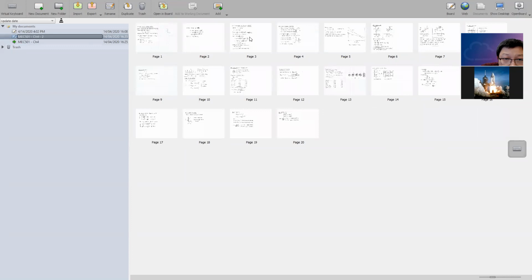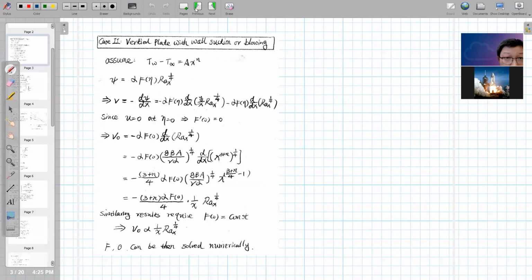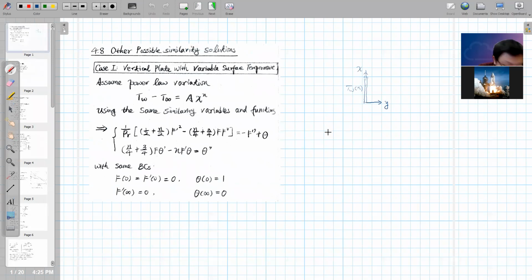Let's go back to our case. In these cases, we still define theta equal to T minus T infinity over T wall minus T infinity. But because T wall minus T infinity is equal to A x to the power of n, this will become T minus T infinity over A x^n. So this will be the value of theta here.